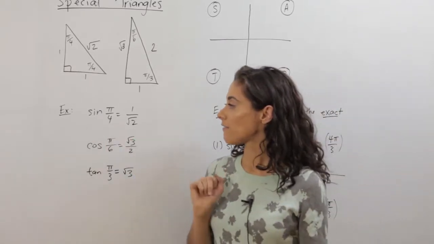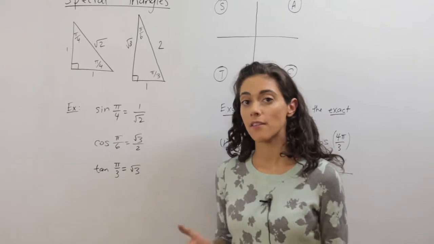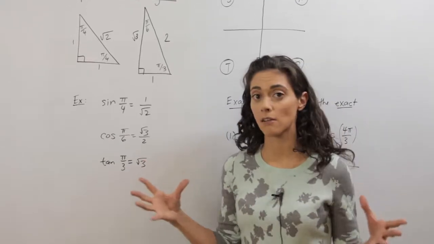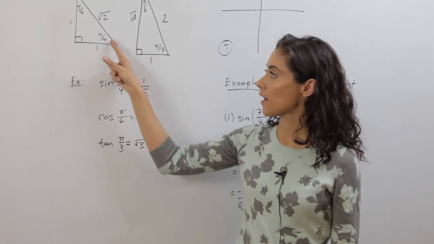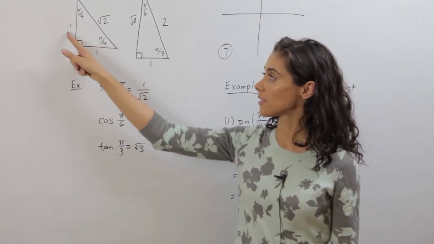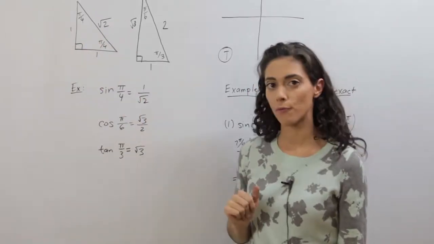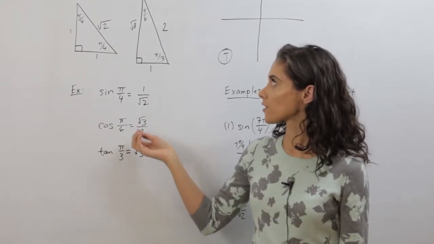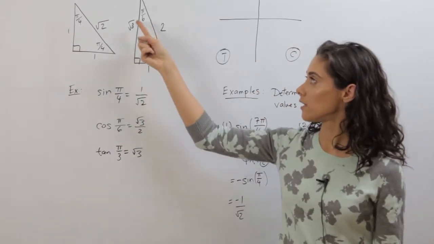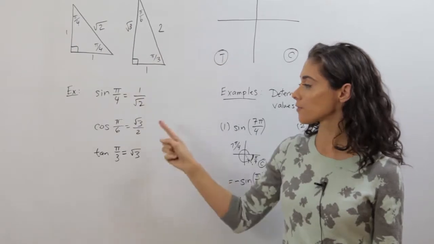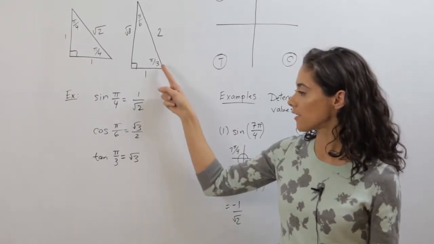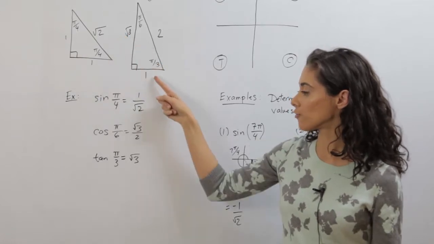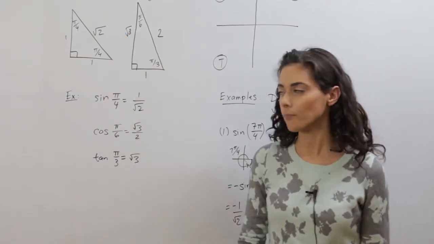For instance, if I want to find sine of pi over 4, rather than typing that into my calculator and getting some long decimal number, I can come on over to this triangle and find that sine of pi over 4 is opposite over hypotenuse, 1 over root 2. Cos of pi over 6, come on over to this triangle, adjacent over hypotenuse, root 3 over 2. Tan of pi over 3, there it is, opposite over adjacent, root 3.